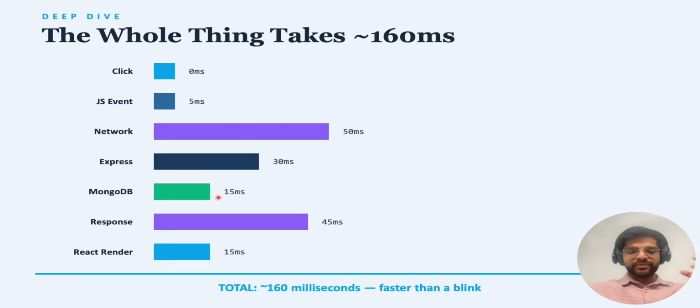and MongoDB saves the data in about 15 milliseconds. Then the response travels back over the network in about 45 milliseconds, and finally React re-renders it in another 15 milliseconds. It takes a total of about 160 milliseconds, which is faster than the blink of an eye. The user clicks the button and sees the result almost instantly. If you look, the major part is the data traveling backward and forward, while the actual server processing and the database are incredibly fast.